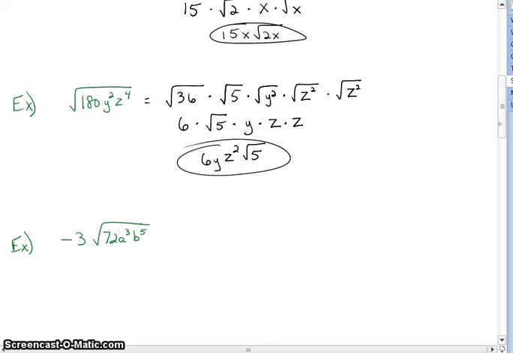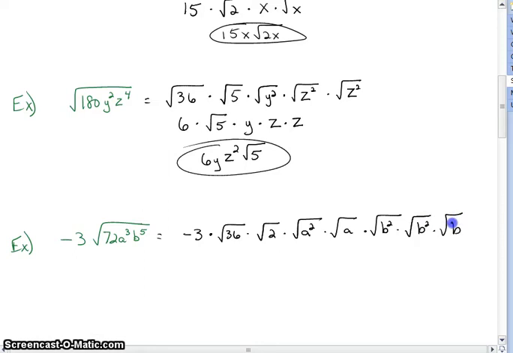Okay, so now I've got negative 3 times the square root of 72. So what am I going to break 72 into? 36 again. The negative 3 is out in front. I'm not doing anything to that yet. 36 times the square root of 2 times the square root of a squared times the square root of a times the square root of b squared times b squared times b. Because I have 5 b's. It's b to the 5th power, so I need a b squared, and a b.